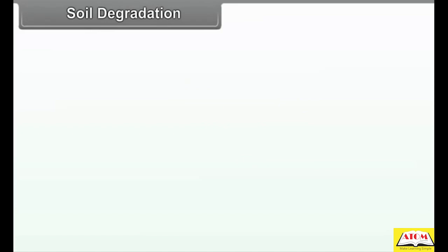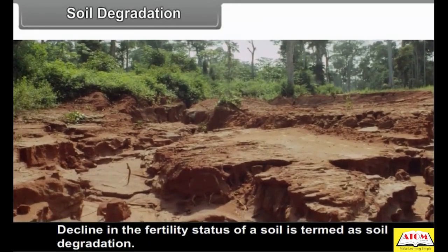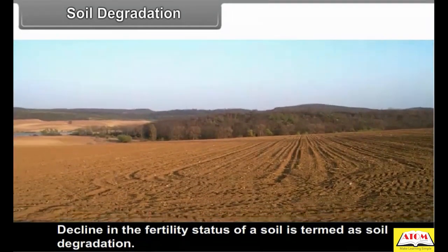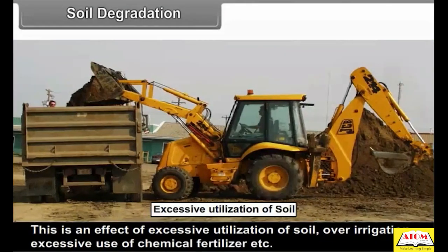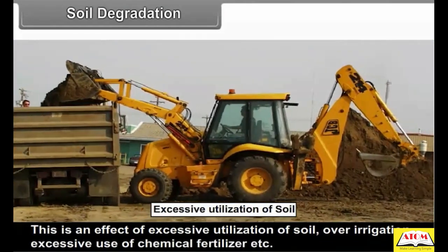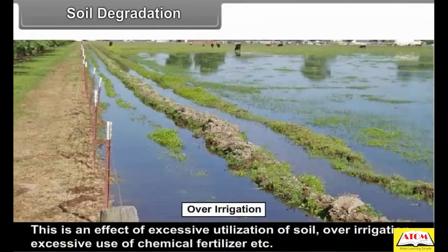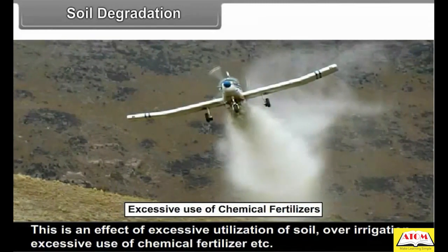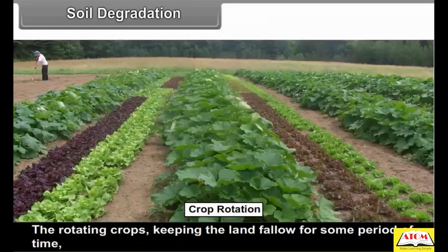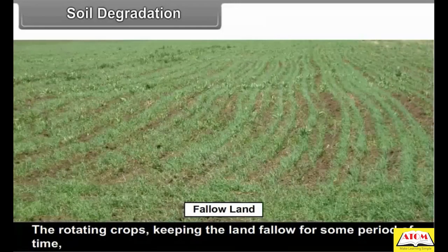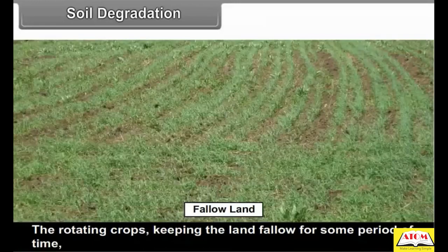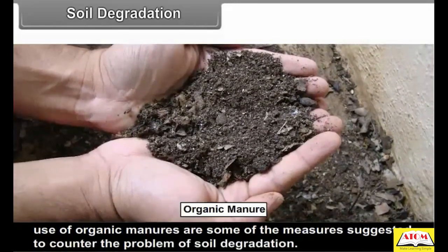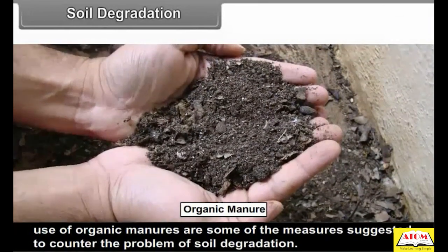Soil degradation. Decline in the fertility status of a soil is termed as soil degradation. This is an effect of excessive utilization of soils, over-irrigation, excessive use of chemicals, fertilizers, etc. Rotating crops, keeping the land fallow for some period of time, and use of organic manures are some of the measures suggested to counter the problem of soil degradation.